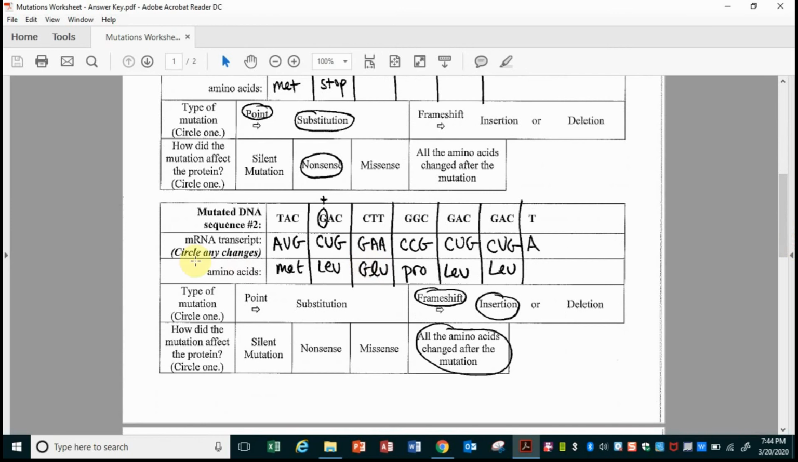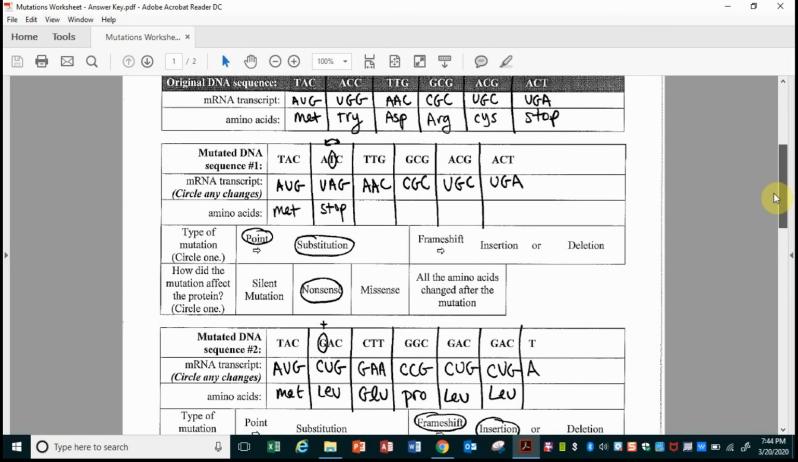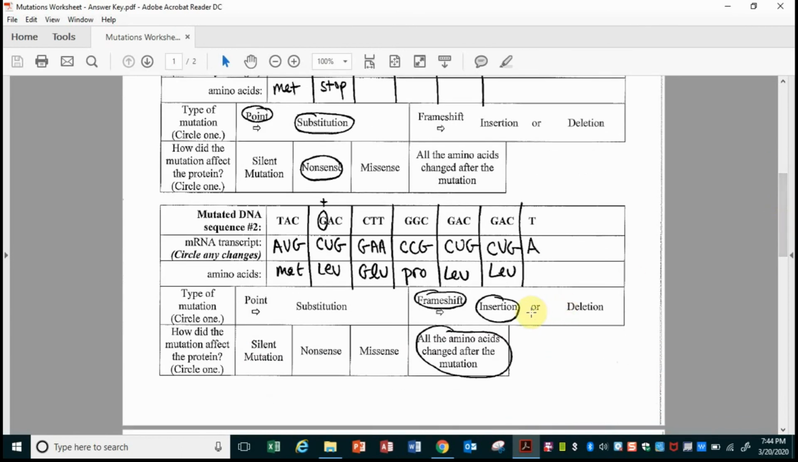Okay, with our second mutated DNA sequence, I see that I have added a G before my ACC here, and I can also tell that this is a frame shift because I have an extra base hanging off the end. Okay, and my groupings of 3 have changed. So when I go through and I transcribe it into mRNA and I translate it into amino acids, notice that all of the amino acids after that mutation have changed. So again, because I added a base, it's a frame shift insertion.